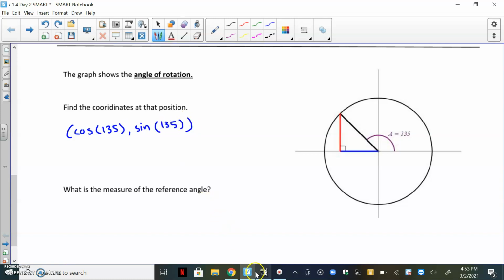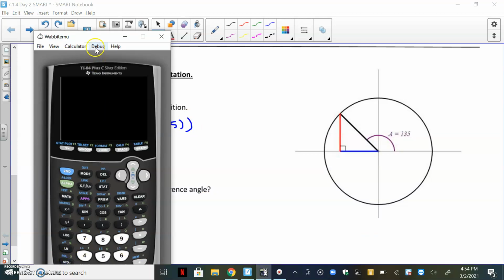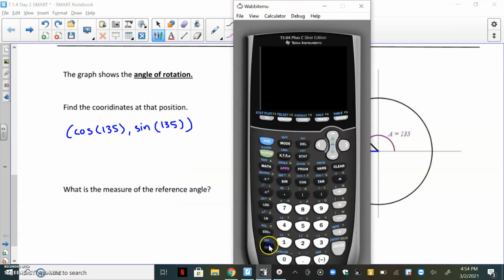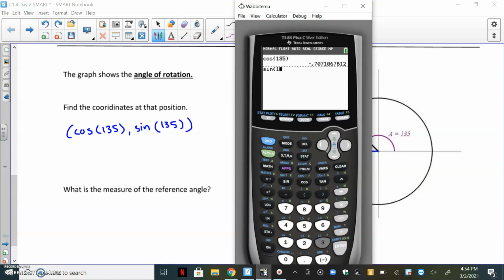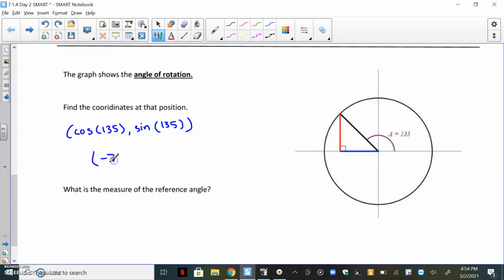In our calculator, we're just going to turn it on and say, all right, cosine of 135 and sine of 135. So cosine is negative 0.707 and sine is 0.707. So for my coordinates, it will be just that, negative 0.707, comma, 0.707. And that is my answer.